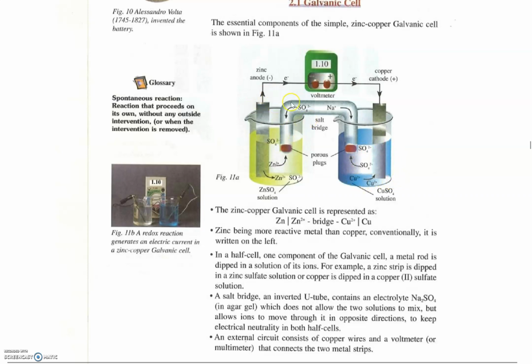Now for this cell to produce electricity, it needs to be a closed circuit. This is why we have the bridge, to make it a closed circuit. And not only that, the ions in this bridge will migrate to keep what we call the electrical neutrality in both half cells, which is very essential to keep the reactions going. Without this, the reactions will stop after a short time.